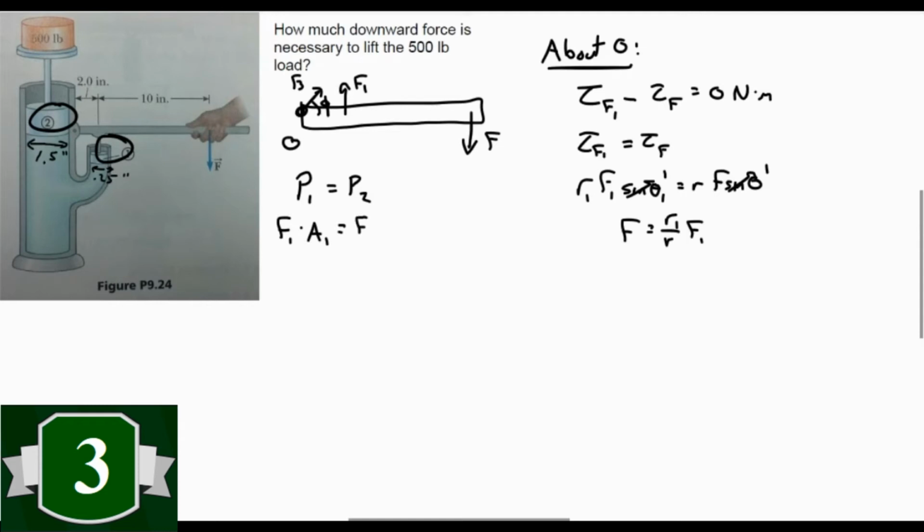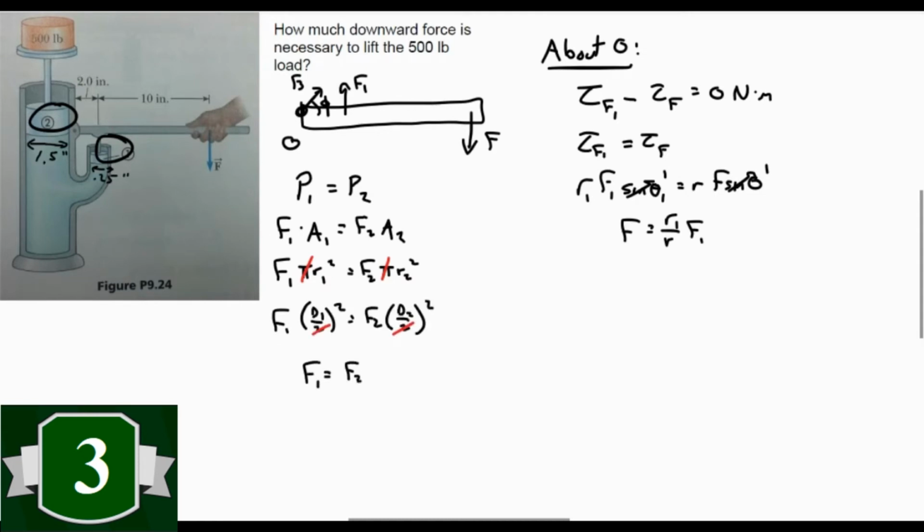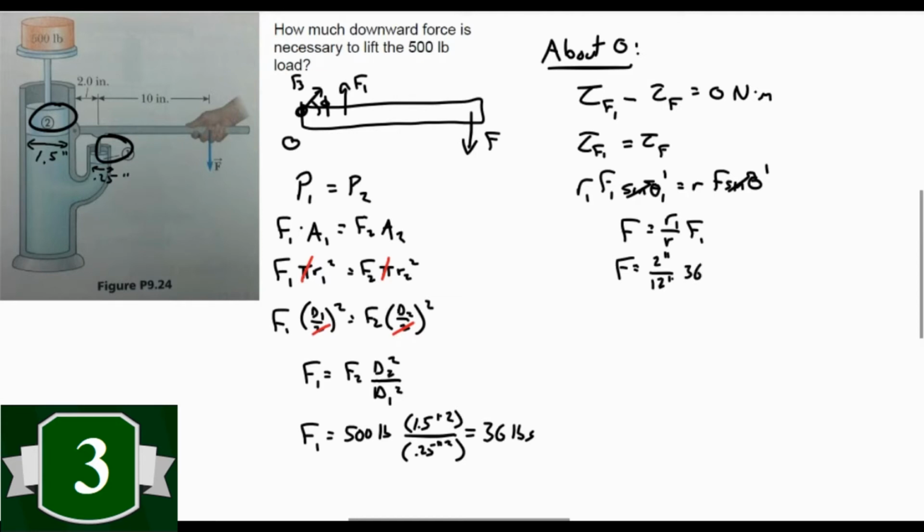Pressure is force times area, area is pi r squared, radius is diameter divided by 2. So plugging all that in, we get F1 equals F2 times the ratio of the square of the diameters. Plugging in our numbers, we get 36 pounds. That's a great multiplication. Taking that and plugging it into our original equation, we end up with 1/6 of that, or only 6 pounds, to lift or hold a 500-pound corner of a car.